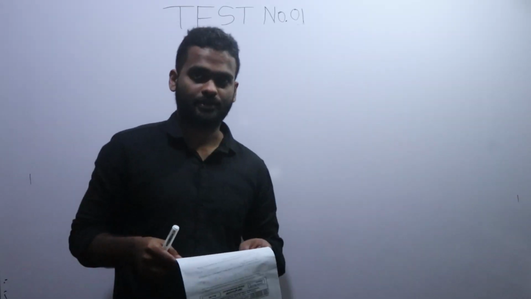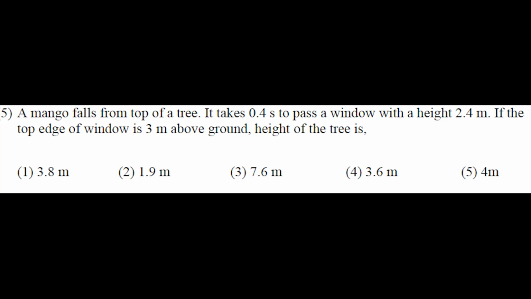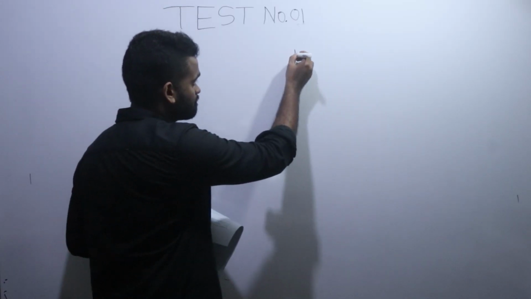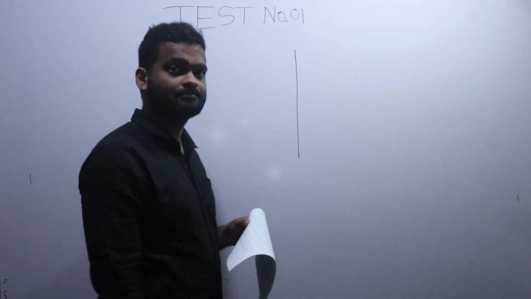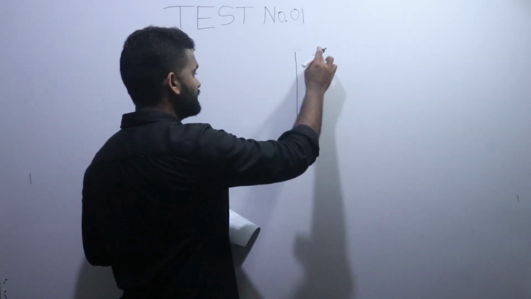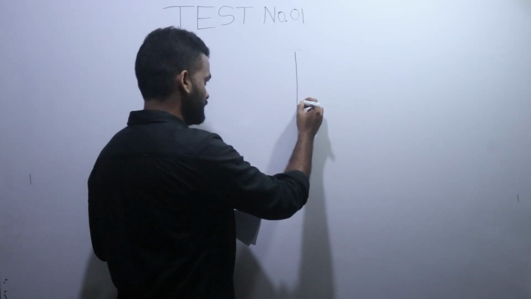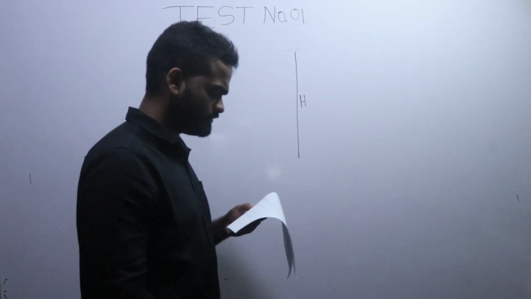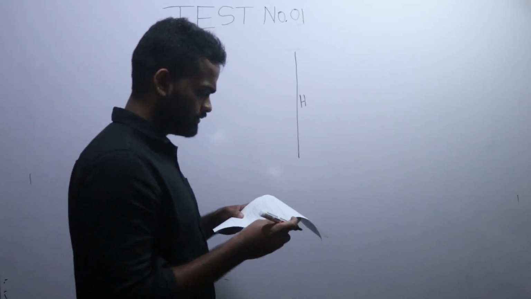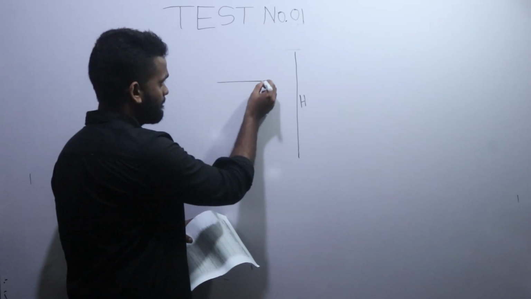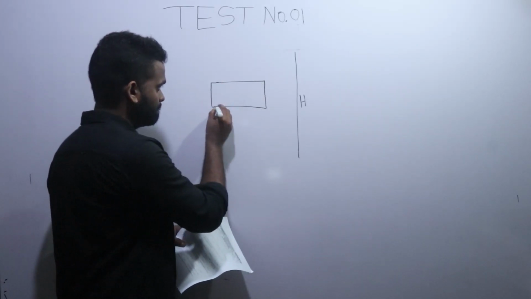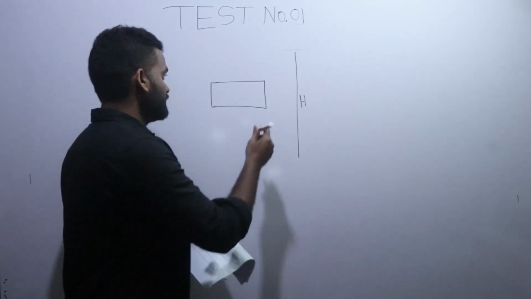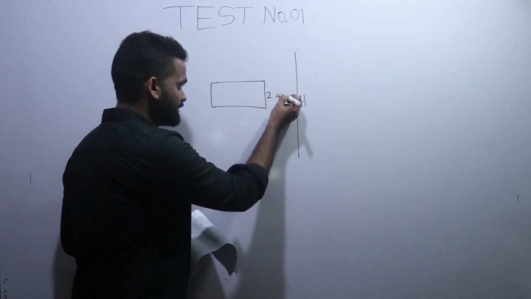Okay, the fifth question. A mango falls from top of a tree. So I'll draw the tree. So let's say this is a tree. So what we have to do is to find the height of the tree. Let's say the height of the tree is capital H. Then there's a window. And the height of the window is 2.4 meters.